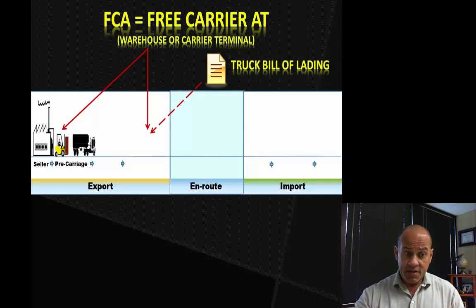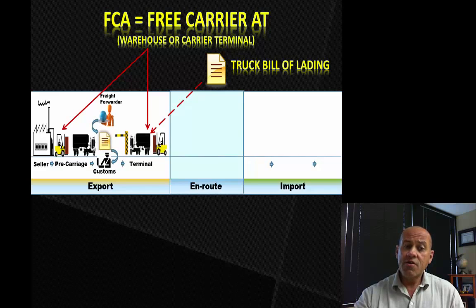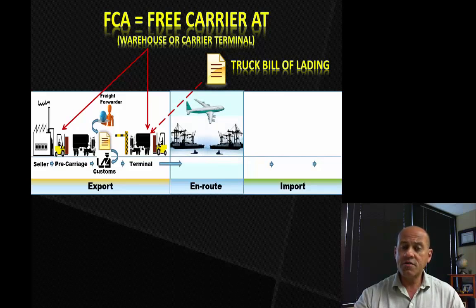FCA can also mean that the goods are being delivered to a carrier's warehouse. So that means you're contracting the trucker, and now your trucker is making those goods available to a carrier or a carrier's warehouse. And again, the way to show that you've delivered on that obligation is that you have a signed truck bill of lading that shows that the goods have been delivered either to the warehouse or to the trucker when they arrive.